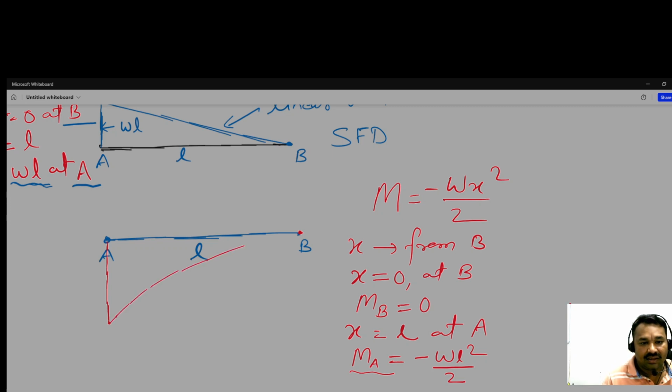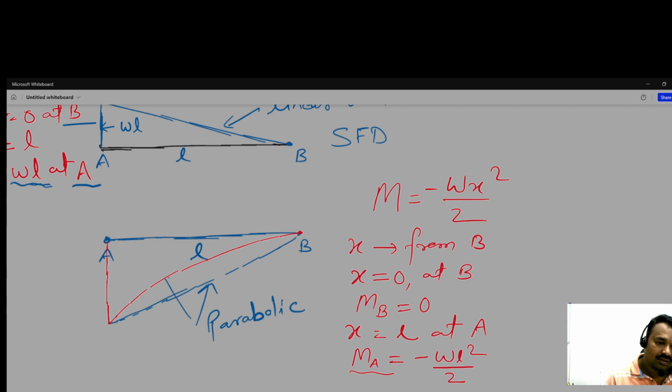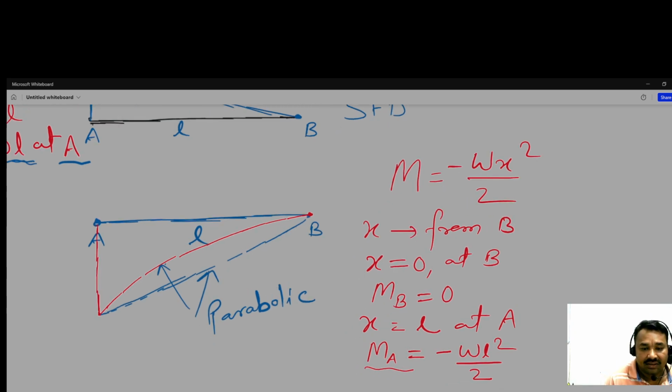Now the question is whether it is this way or this way. It is parabolic, and this is also parabolic. Okay, now the question is which one is correct, either this one is correct or this one is correct.